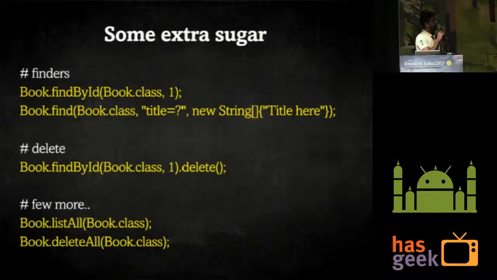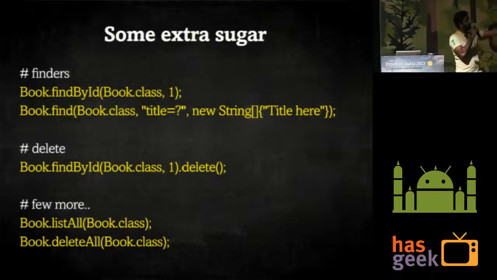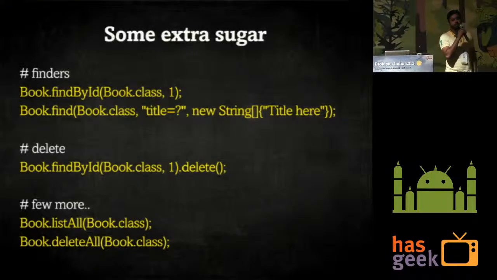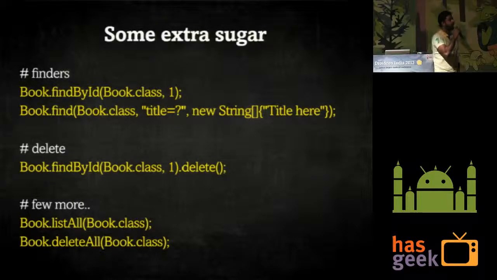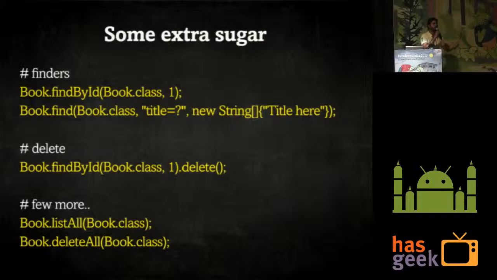Here are a few more. So you find by ID. Just give the ID and it would give you an object. You can do specific finds like title equal to, and then give the value that you want to query for. Delete is similar to any other ORM. You load the object and you call delete on it, and the record would be deleted. A few more: list all, delete all, and it is growing as we speak.